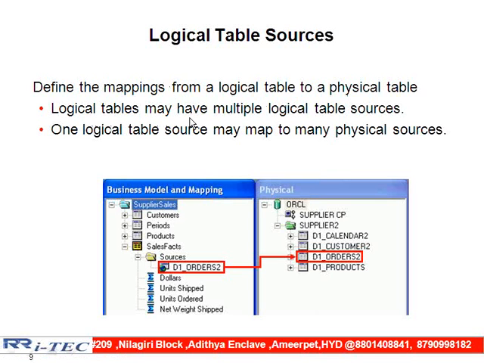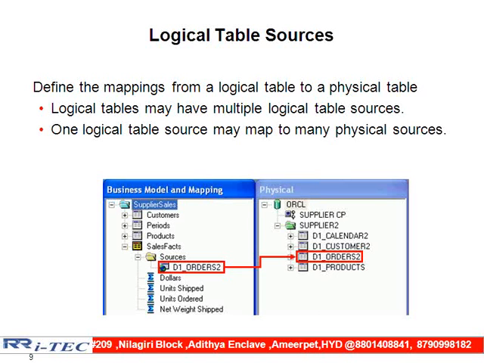Next, logical tables may have multiple logical table sources. Correct or not? A logical table may have multiple logical table sources. Previously I showed you D1 order 2 as well as EMP also. Now, one logical table source may map to many physical sources. That is also possible. Within one logical table source, I may have multiple physical tables. In simple words, whatever logical object you take in the BMM layer, one to many is possible, sir. One to many is possible.